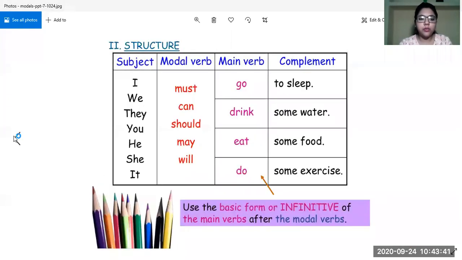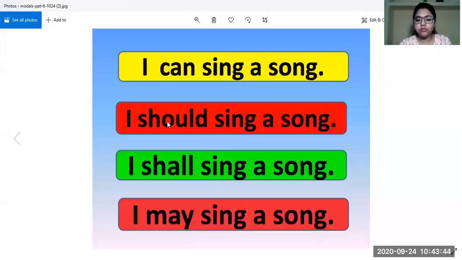So now I would like you people to look at these four sentences. See, all the four sentences are talking about me singing a song. Okay, I suppose there was a blank over here, so I dash sing a song, everywhere. But with the use of just one word, the whole intention or whole expression of the sentence is changing. In the first sentence, I can sing a song. Here it is telling about my ability, that I am capable of singing a song. Okay, so it is talking about what? Ability.